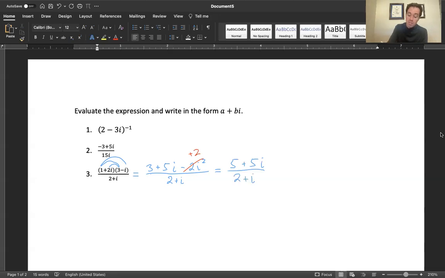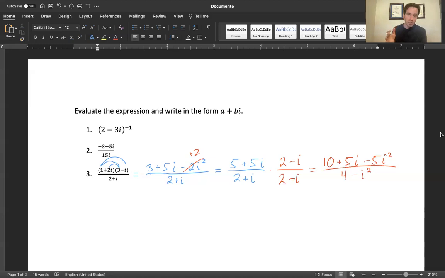At this point, it's ready to be multiplied by the conjugate of the bottom, because it's become the same form of problem as the other ones. So this is going to be multiplied by 2 minus i over 2 minus i. Now it's the same process as before. So 10 and then minus 5i plus 10i minus 5 plus 10 is plus 5i. So that's plus 5i and then minus 5i squared over 4 minus i squared.